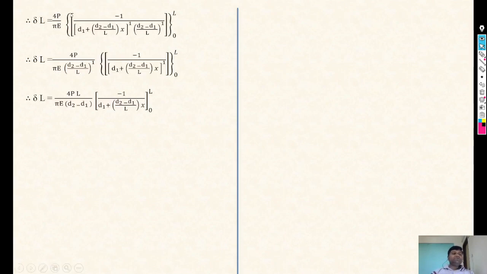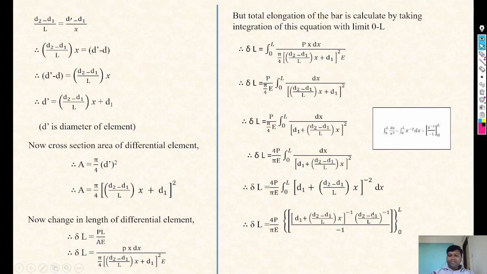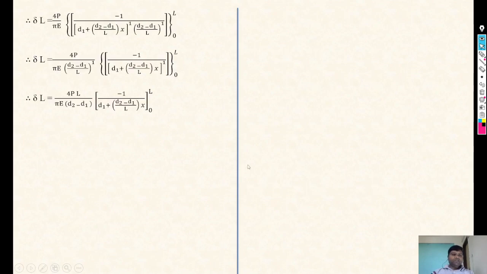Now next, delta L is equal to 4P by AE. The power of the total term is minus 1, so now we can write that total term in the denominator. Just here we have written this term in the denominator. So next one is what?